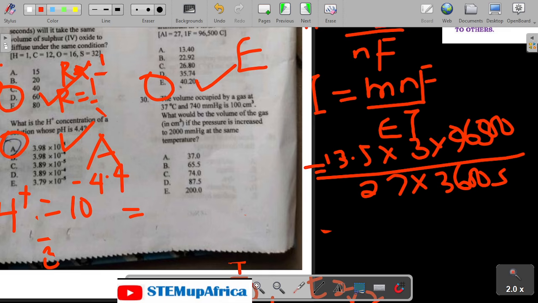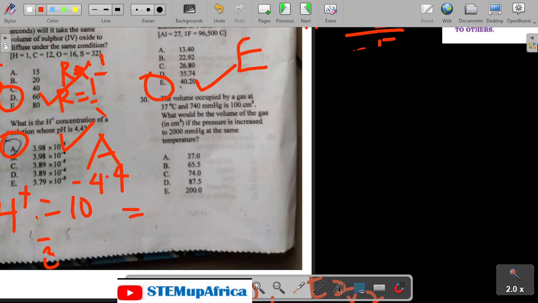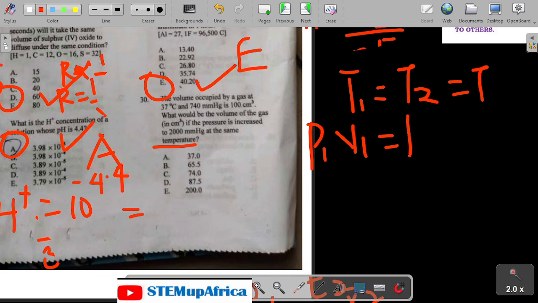Let's look at number 30. So the volume of a gas at this pressure is this. What will be the volume of the gas if the pressure is increased to 2000 and we maintain the same temperature? So a constant temperature process is Boyle's law. T1 is the same as T2. It's the same temperature. Meaning we are working with Boyle's law, which is P1 V1 equals P2 V2.